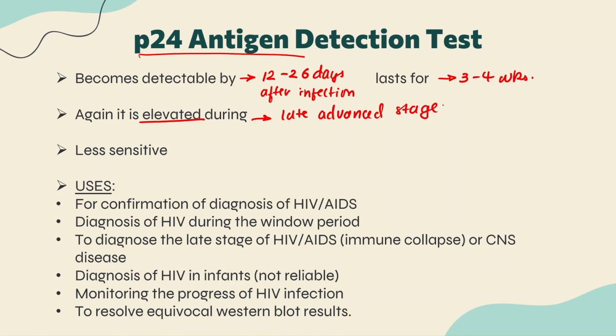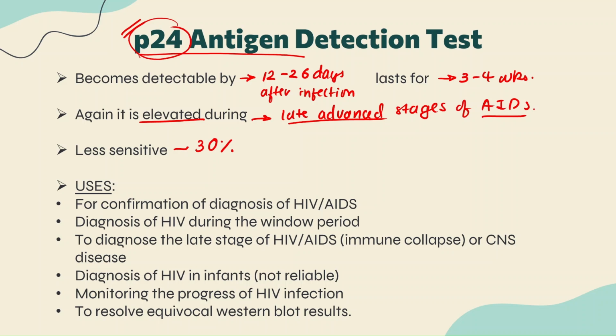And what do I mean by this late advanced stages? Means I'm talking about AIDS. Okay, we are talking about AIDS. So during the late stages also, during the period of AIDS also, it is this P24 antigen whose levels would again be elevated. Okay, please remember this test is a bit less sensitive. This test is less sensitive, that is the sensitivity is nearly 30%. So yes, detecting P24 antigen test is a bit less sensitive test.